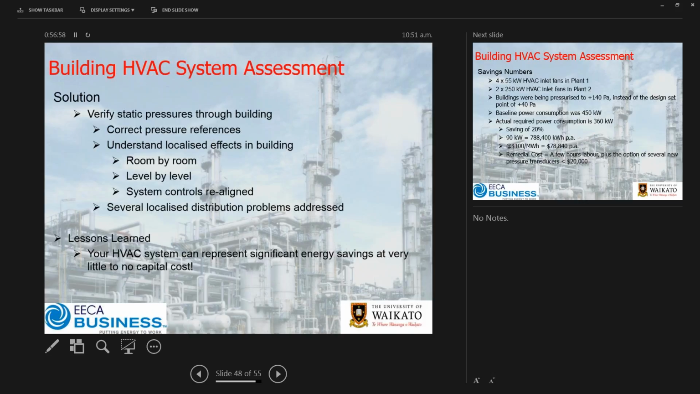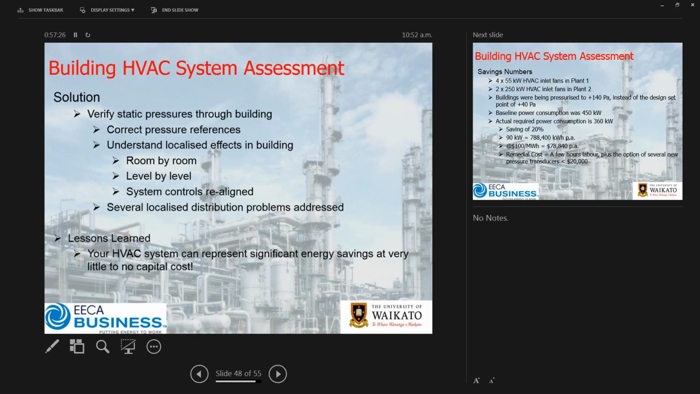Well, number one, your HVAC system can represent energy savings at very little to no capital cost. Number two, I haven't actually got it up there, but more importantly, where this can become a product quality or product safety, or certainly a plant reliability problem, you need to be very careful to ensure that the basics are covered. Often the HVAC system's forgotten about in an industrial plant.